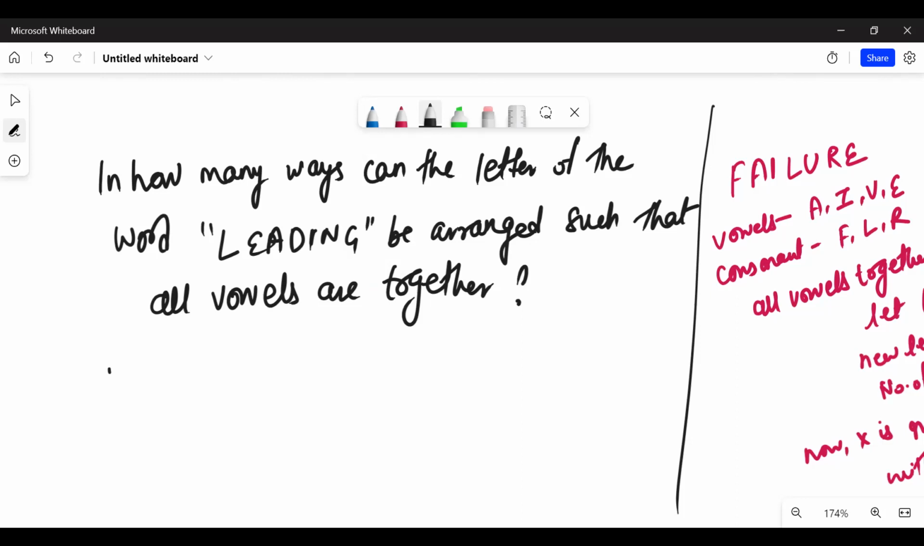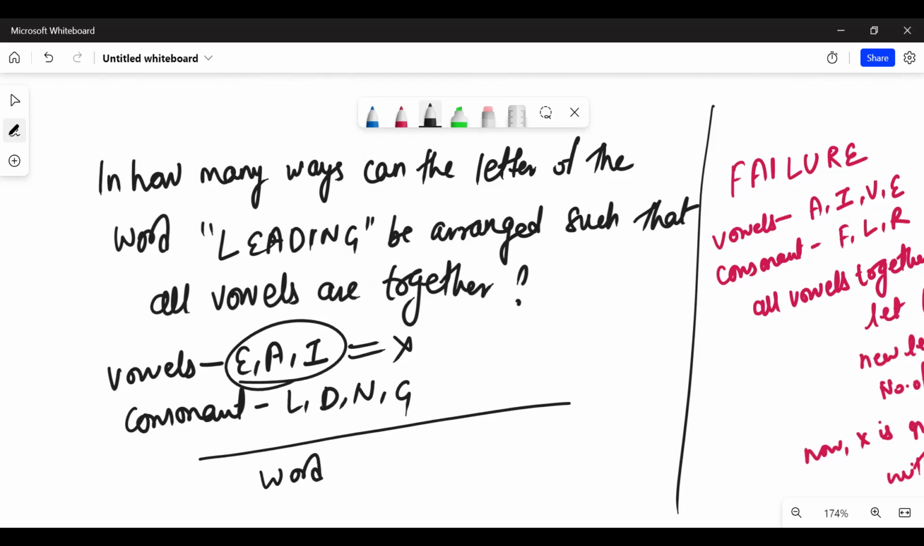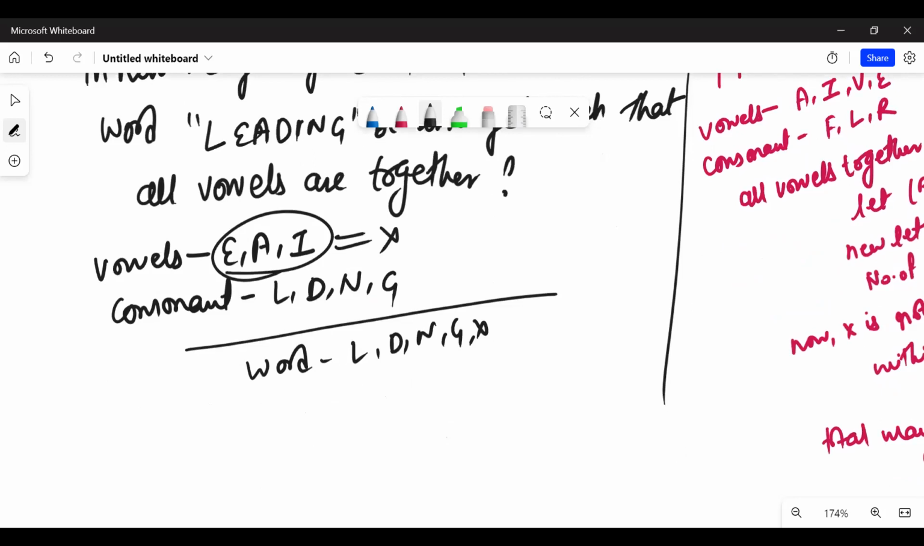Just see how many vowels are there. E, A, I. How many consonants are there? You have consonants L, D, N, G. So you want all vowels together, so put all vowels together and make this X. Now your word becomes L, D, N, G, X. In how many ways can I arrange this? I can arrange this in 5 factorial ways.